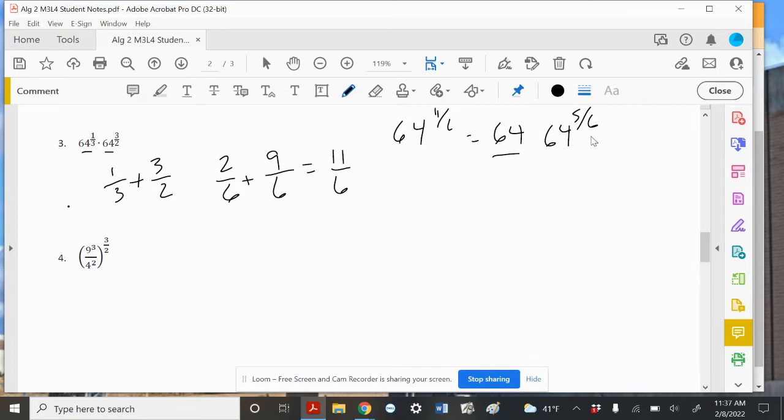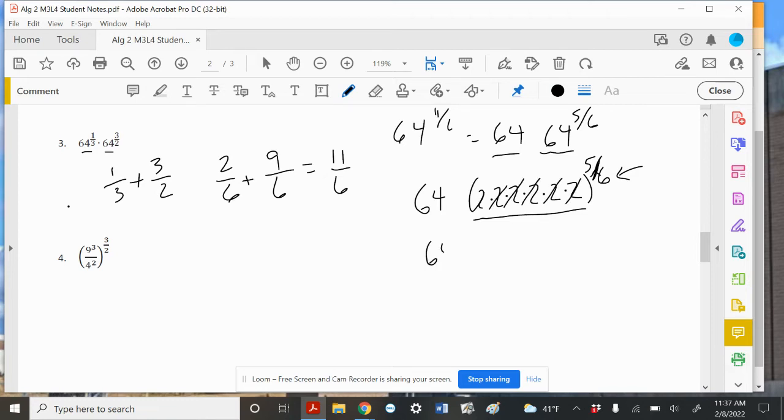So I have 64. We already know that 64, because we did this in a problem just a little while ago, is really 2 times 2 times 2 times 2 times 2 times 2, to the 5/6. Now, this 6 in the denominator tells me that I need 6 of the same number to take one out. So notice 1, 2, 3, 4, 5, 6. So that means I can take out a 2, but I still have it to the 5th power.